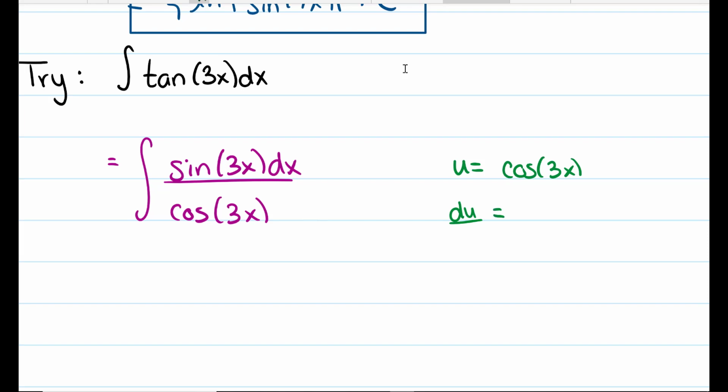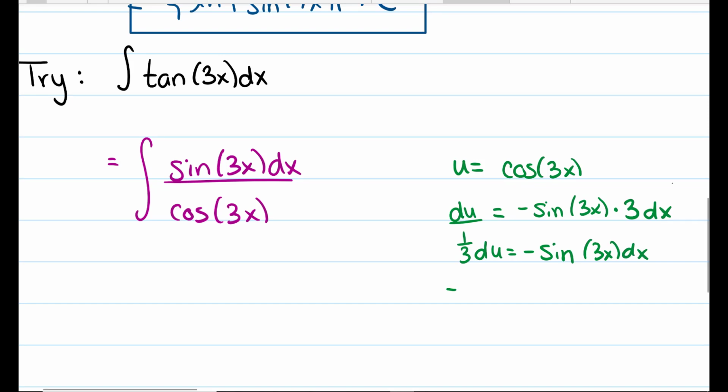So we take the derivative of both sides. You get du is equal to negative sine of 3x times 3 dx. So I'm going to get 1/3 du is equal to negative sine 3x dx. I'm going to multiply both sides by -1. And I get negative 1/3 du is equal to sine of 3x dx. Now this matches perfectly with that.